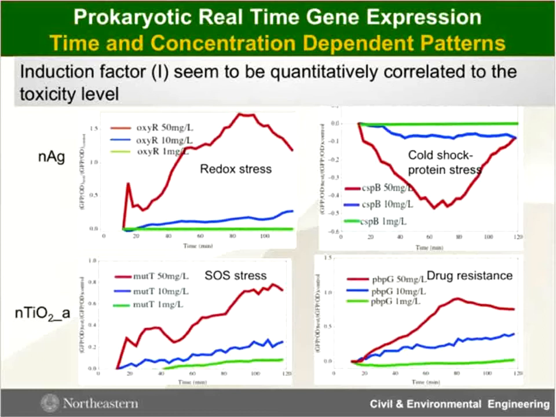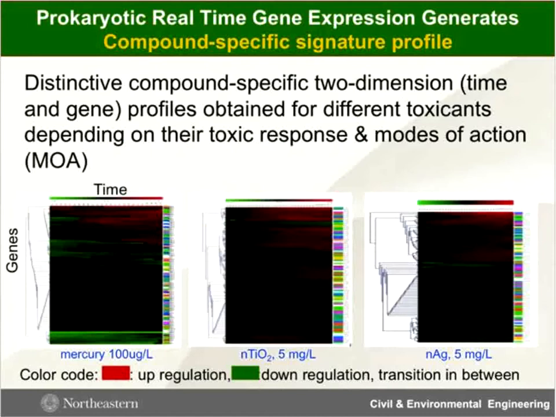The top right is another gene, CSPB, a cold shock protein stress gene. It is downregulated. At low concentration, the green line is flat, then when you increase the concentration it becomes a little bit downregulated, and with further increase it is really downregulated. We found similar things across many genes, showing that they are concentration-dependent responses, which means they can potentially be markers and help you develop response curves. So that's two things we learned.